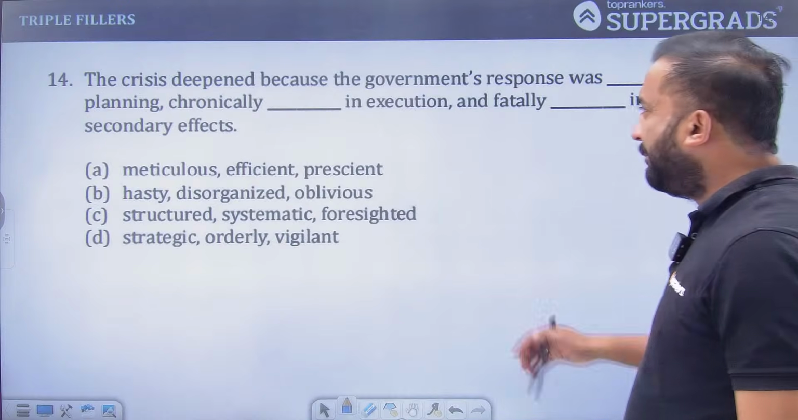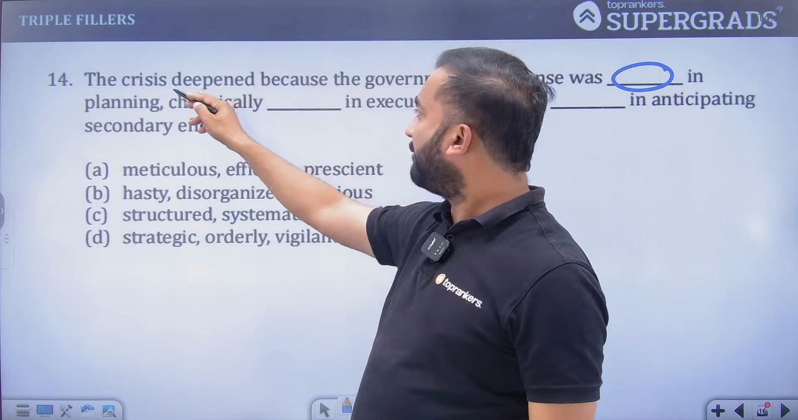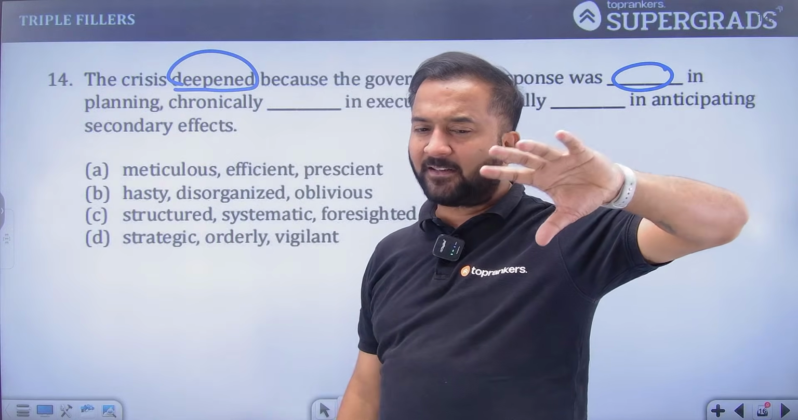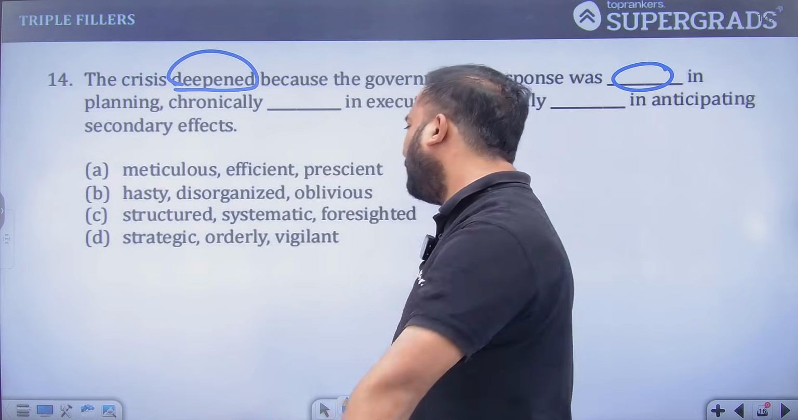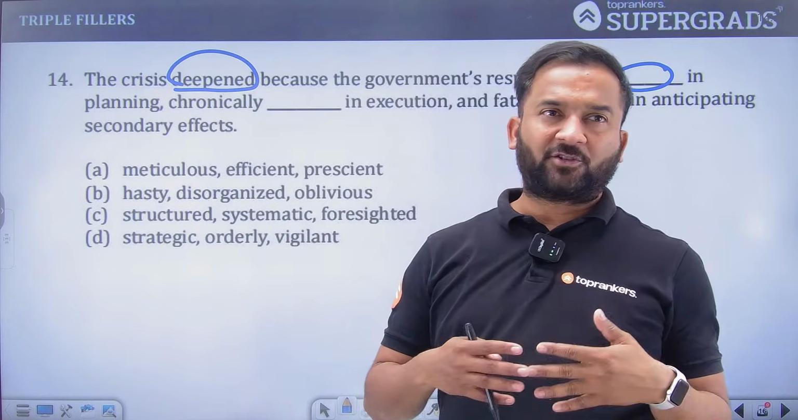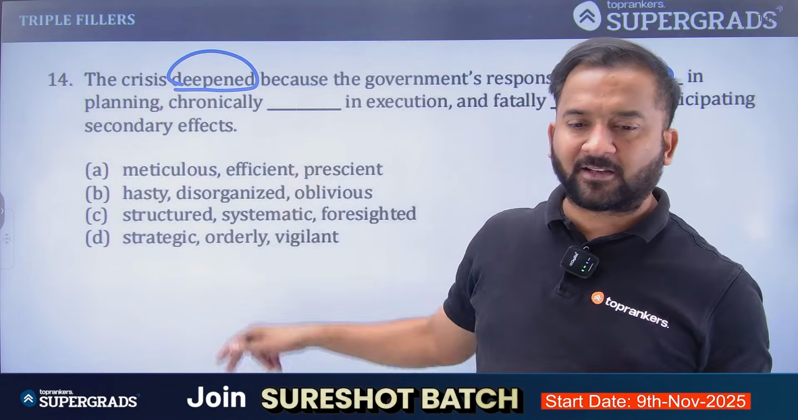The crisis deepened because the government's response was dash. So the crisis has deepened. नेगेटिव वर्ड, कुछ ऐसा वर्ड चाहिए, नेगेटिव वर्ड चाहिए, सिर्फ वर्ड्स देखने जाओ. I am sure you people know the meaning of all these words. It's not an issue of vocabulary, sir, my vocabulary is weak. I am sure ये वर्ड्स आपको आते हैं.